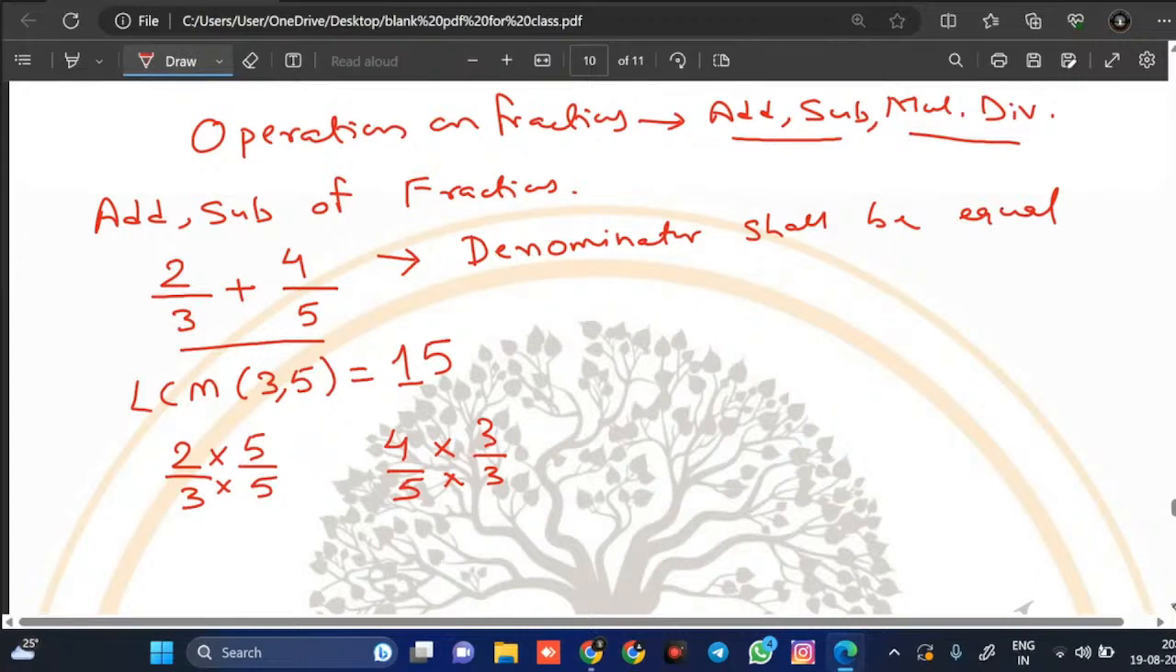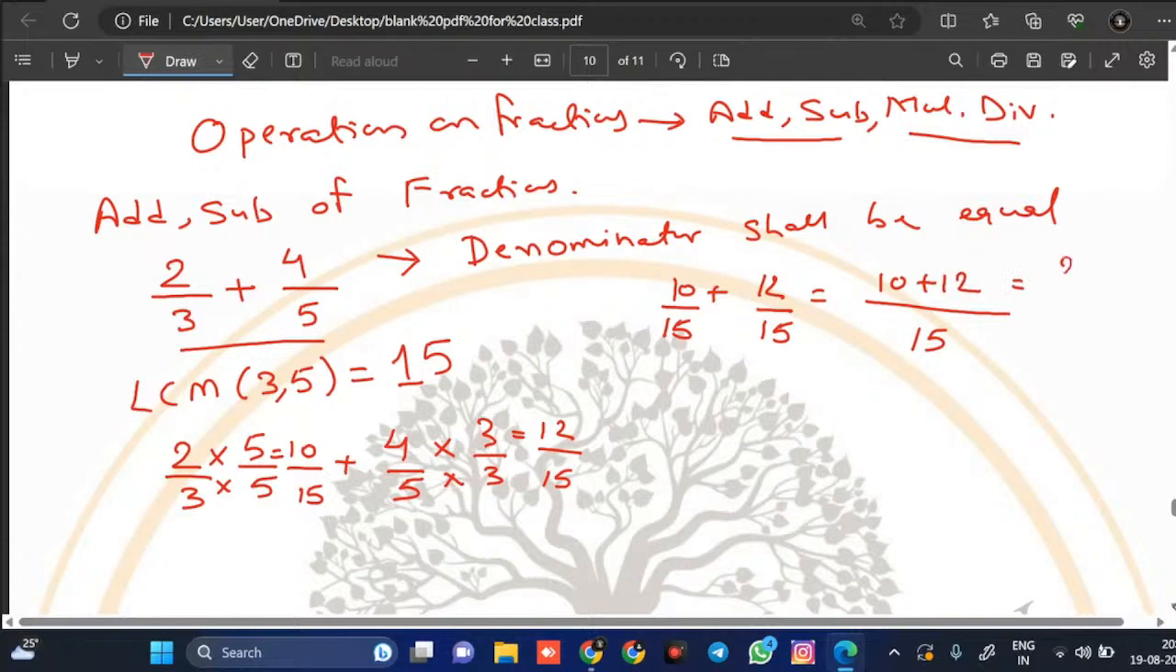So this becomes 5 2s are 10 upon 5 3s are 15, and this becomes 4 3s are 12 upon 5 3s are 15. So the number becomes 10 upon 15 plus 12 upon 15. Now your denominator is common, 15, and here you add 10 plus 12, which is 22 divided by 15. This is how you have to solve the question.